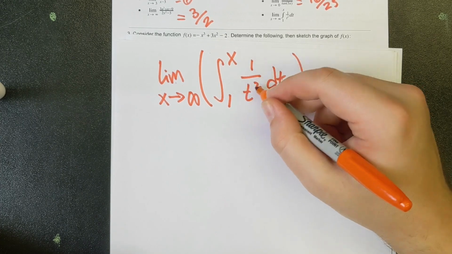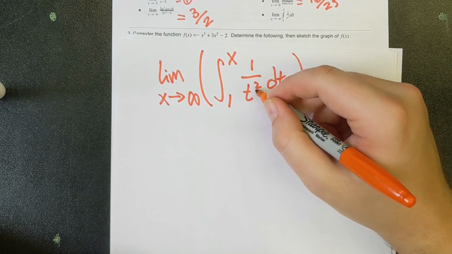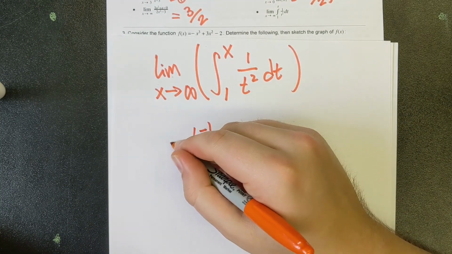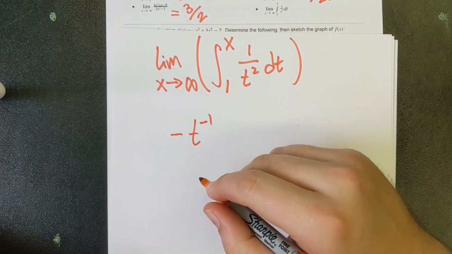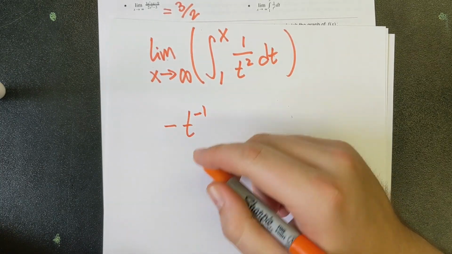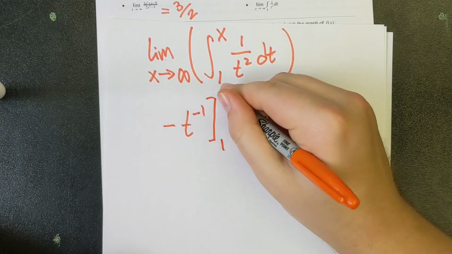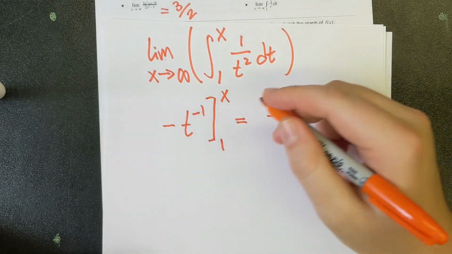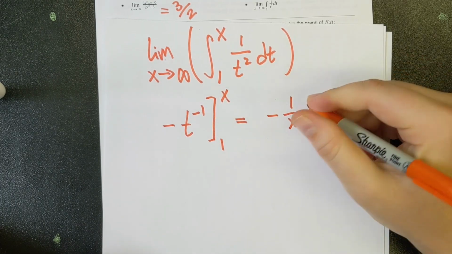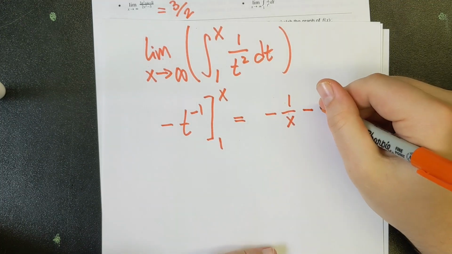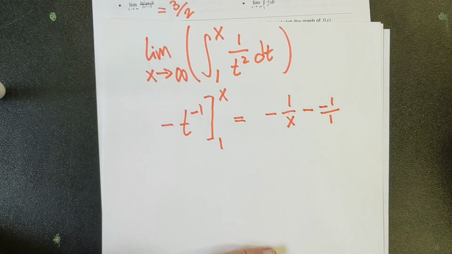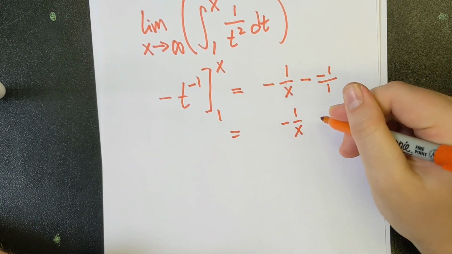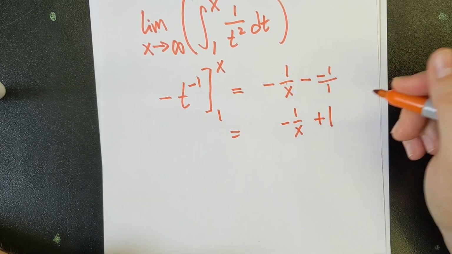This is 1/t², same thing as t to the -2. So it's going to bump up to t to the -1, and then I drop in front of it 1/-1, or just a minus sign, the reciprocal of -1. And I'm going to plug in 1 and x. So plugging in x, I get minus x to the -1, which is -1/x, minus plug in 1, -1/1. So this just comes out to be -1/x plus 1.